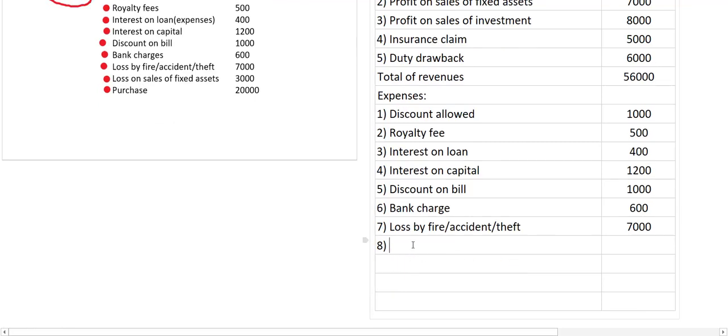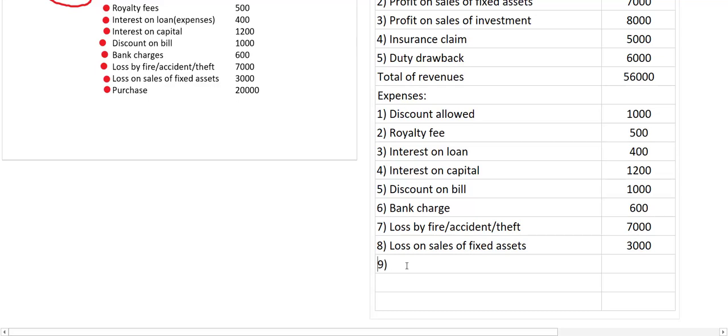So mention number 8 is the next loss. For example, this loss, loss on sales of fixed asset. If you made profit on sales of fixed asset, that is profit. If you suffer loss, so that's of course it should come under expenses. So this is the amount of how much? 3,000. Number 9, go for the next one.